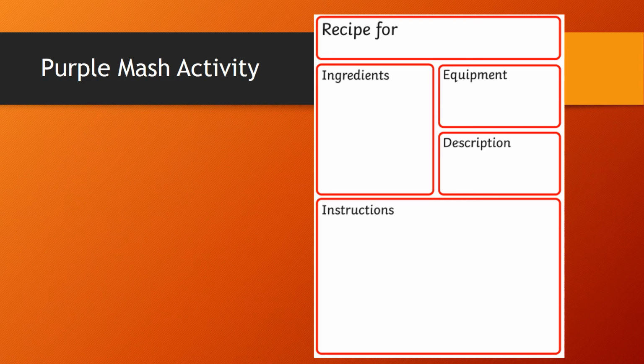So your Purple Mash activity is this. You've got a template for a plan to make your own scone recipes. So you need to plan your ideas. So what your recipe is going to be for. Is it going to be for a chili scone or a cheese scone or a fruit and nut one? What ingredients you're going to need, the equipment you're going to need, a little description of your scone. So for example, this spicy chili scone will burn your taste buds. And then a set of numbered instructions that you could potentially use.